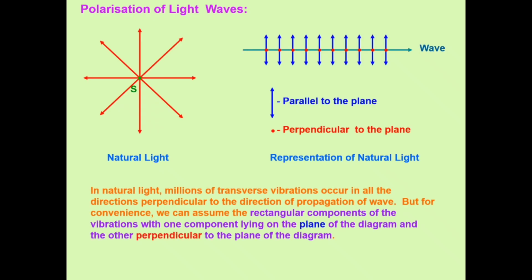With the same concept, I will take the electric vector as the light vector. If you think the source of light has a large number of atoms, then a large number of vibrations are created in all directions. If S is a point source, I would resolve all the vibrations into two axes: one perpendicular and another parallel to the direction of propagation of the wave. The dot is perpendicular to the plane and this is parallel to the plane.